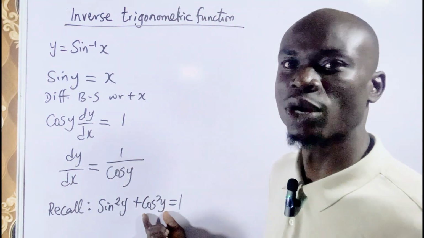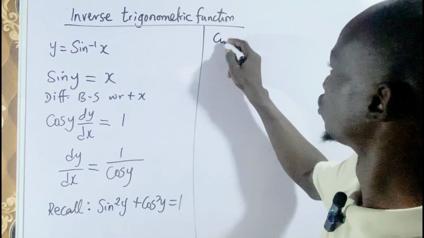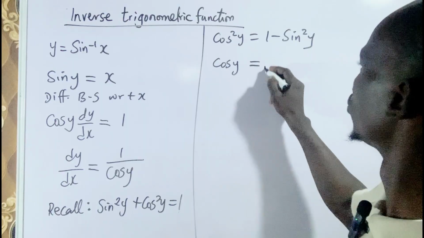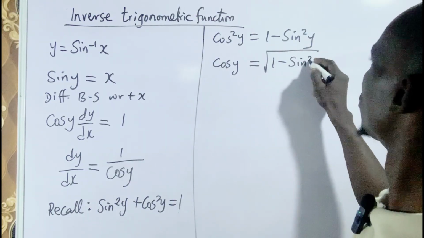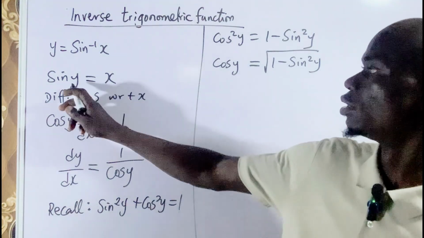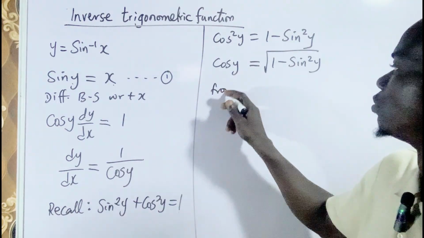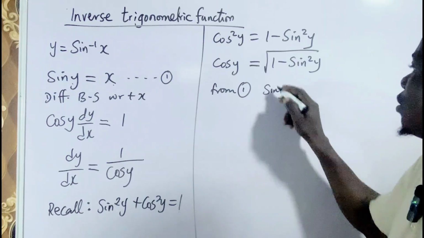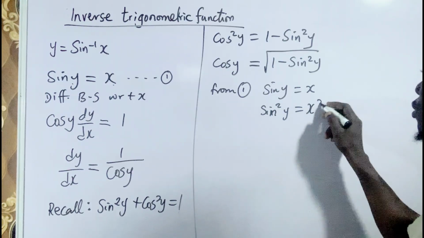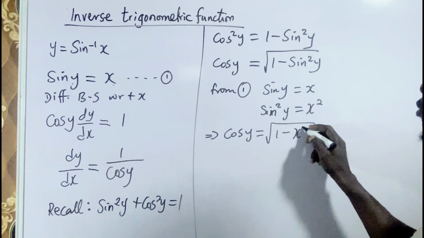So from here, I can make cos y the subject of the formula. If I do that correctly, I'm going to have cos squared y equals 1 minus sine squared y, and cos y will equal the square root of 1 minus sine squared y. So if you go back to the main question, sine y is x. Let me note this as equation 1. From equation 1, we know that sine y is x. That means sine squared y will be equal to x squared. If I put it back here, cos y will be equal to the square root of 1 minus x squared.